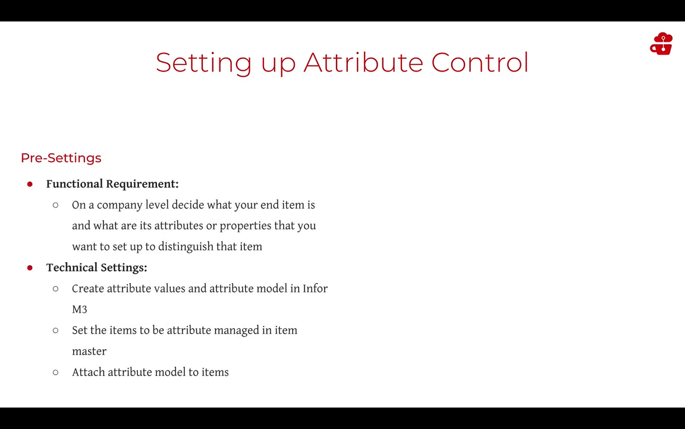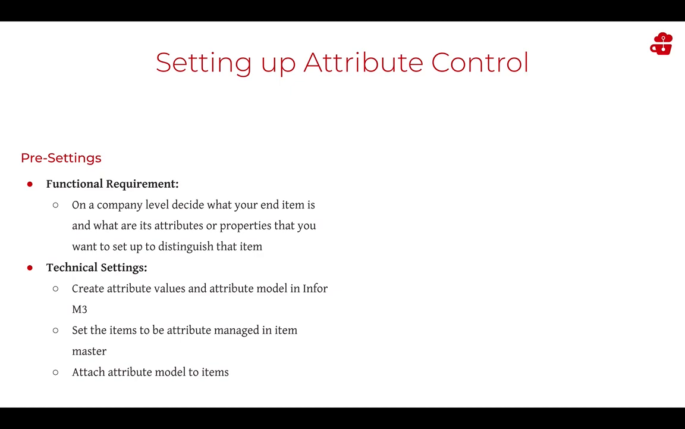Let us now see how we can set up attribute controlled products. A prerequisite setting for this would be, on a company level, you need to sit with your team and decide what would be the different kinds of attributes, properties, or the characteristics with which you want to distinguish your end product. After you have come up with a list of separate attributes for items, we will go ahead and create attribute values and attribute models in the Infor M3 system.